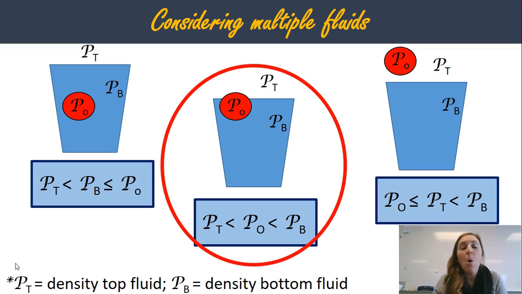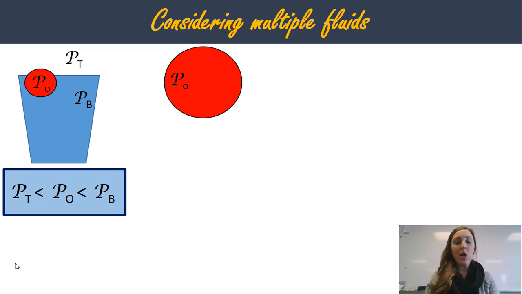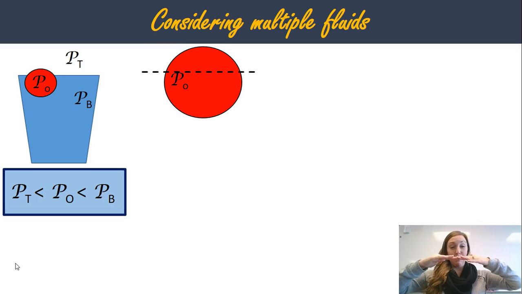For today, though, we're mainly going to talk about the middle scenario, which I said earlier. So that's when something's floating in between the two fluids. All right, so if something's floating between the two fluids, first thing I want you to do on your notes is draw this line through the object, and that's going to be our arbitrary line of where that bottom fluid comes up to.